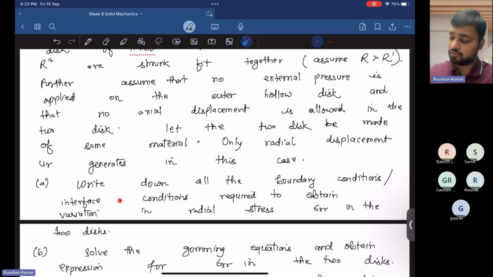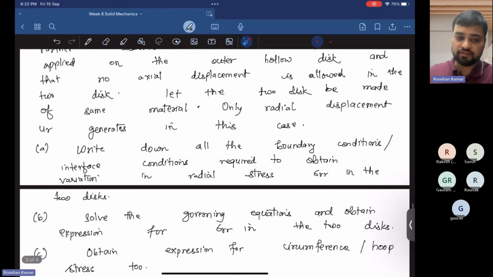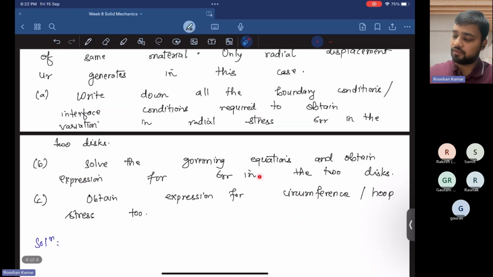So the first part of this question is: write down all the boundary conditions and interface conditions required to obtain the variation in radial stress sigma rr in the two disks. The second part is: solve the governing equation and obtain an expression for sigma rr in the two disks. And the third part is: obtain the expression for the circumferential or hoop stress.